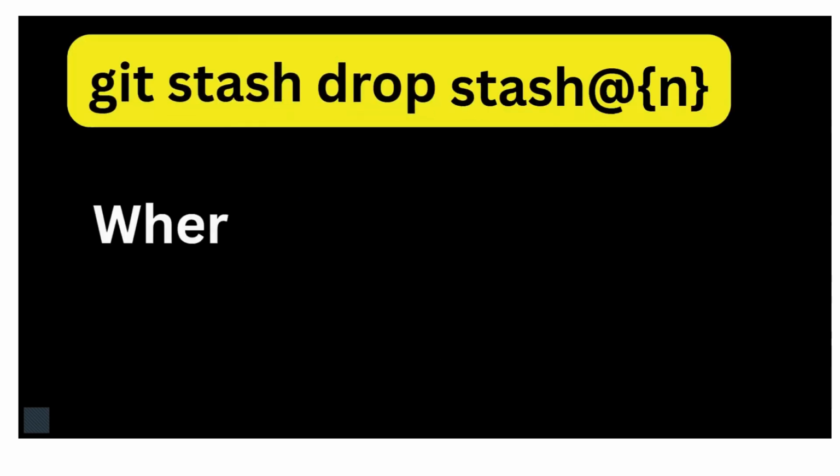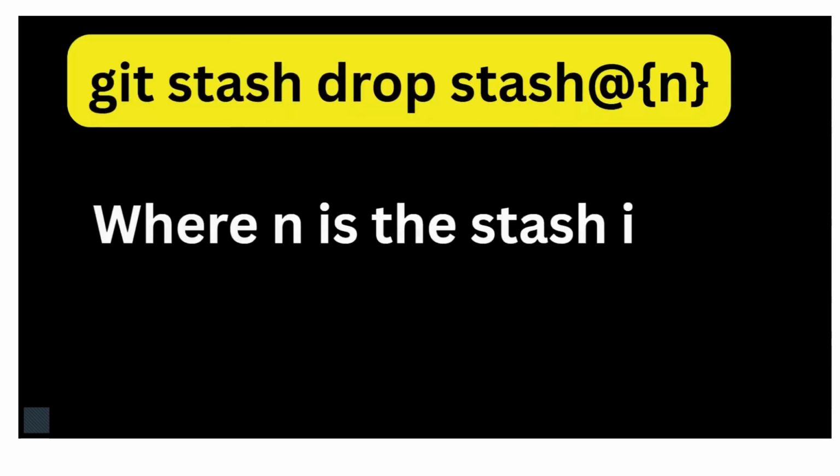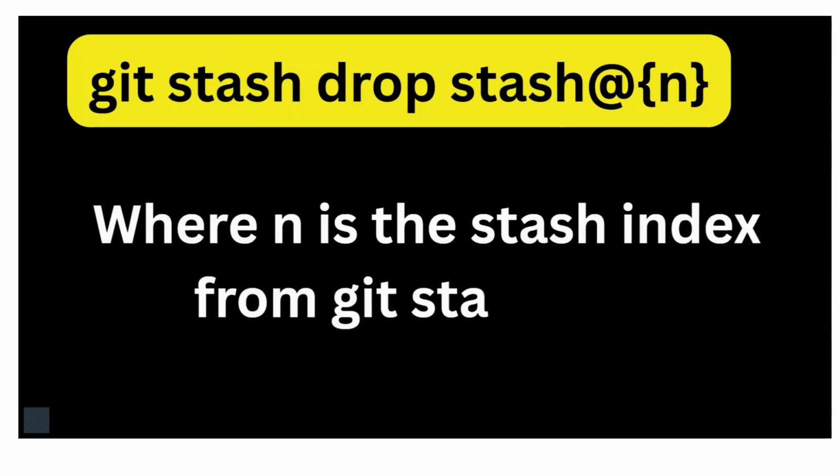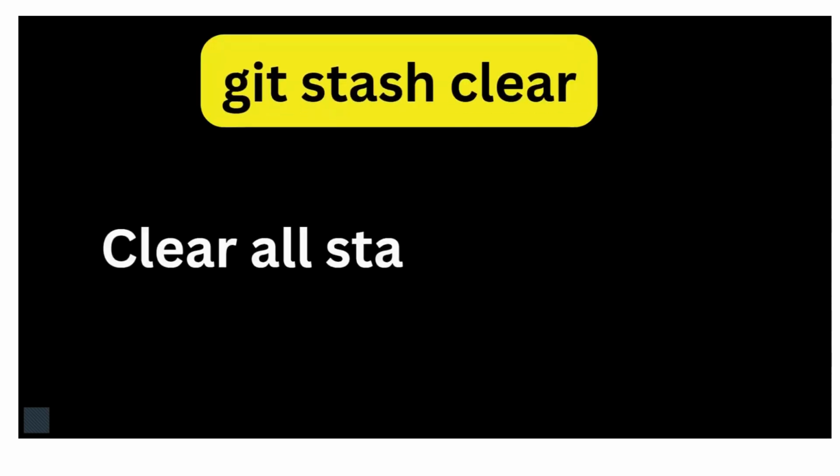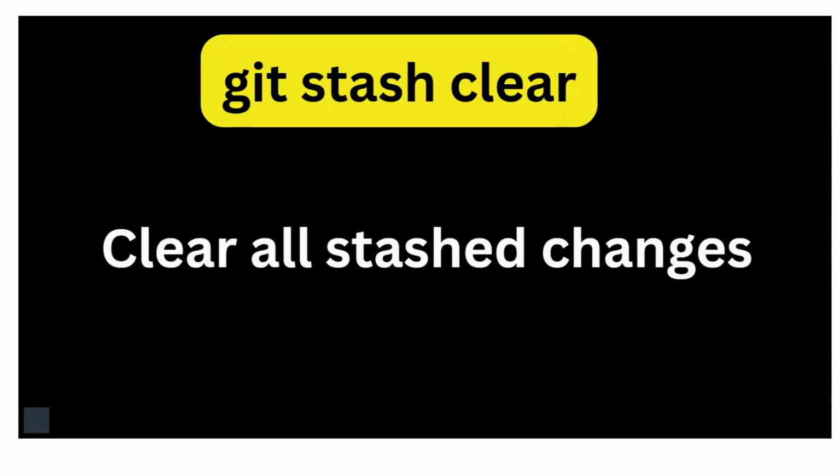If you want to remove a specific stash entry, then you can use git stash drop stash, then add n, where n is the stash index from git stash list. The next is if you want to clear all the stash changes, then we can use git stash clear.